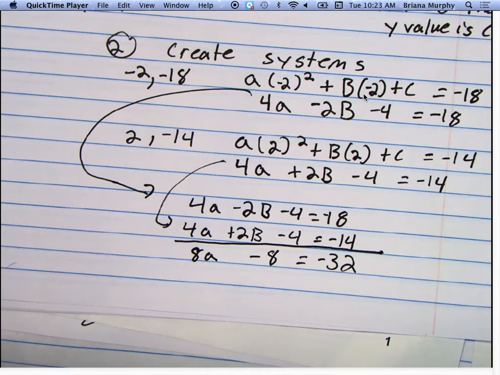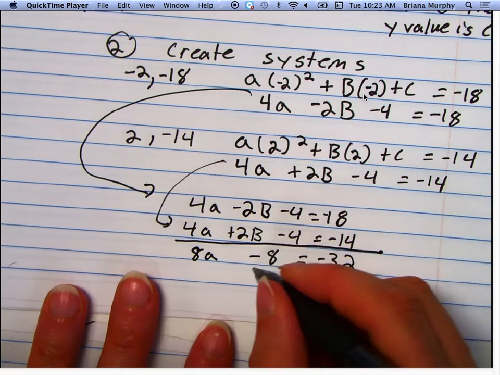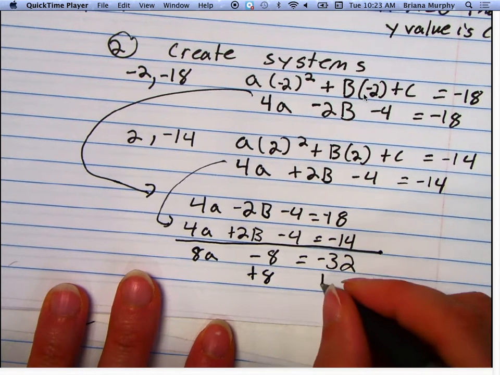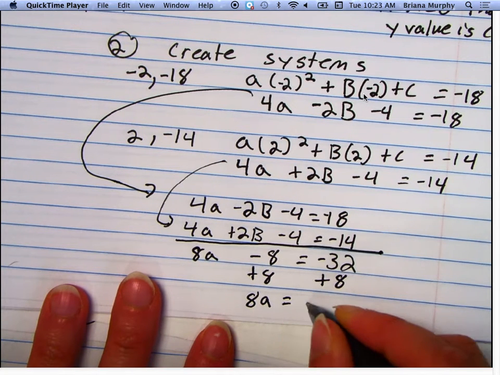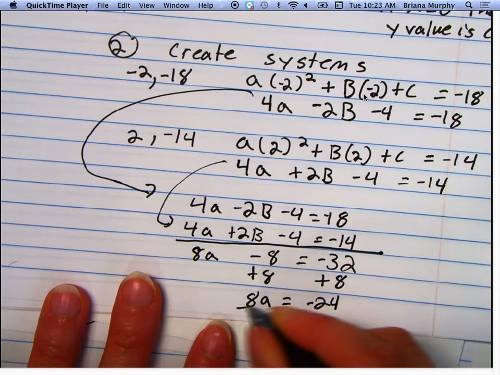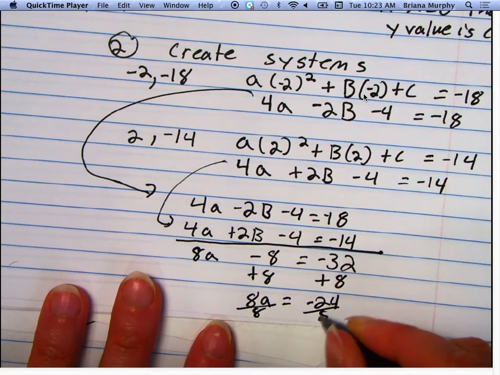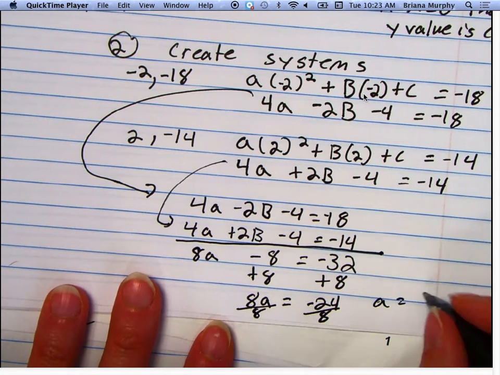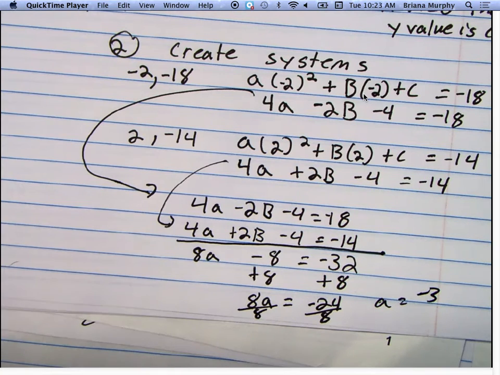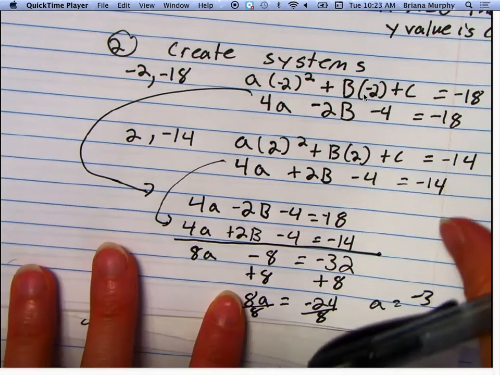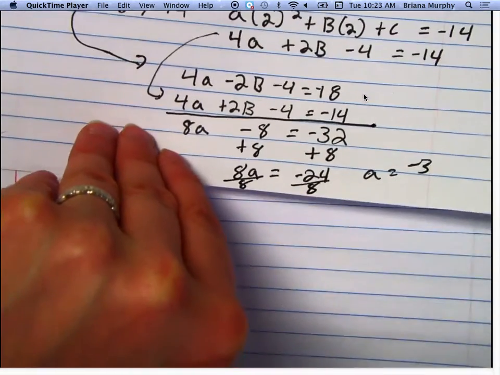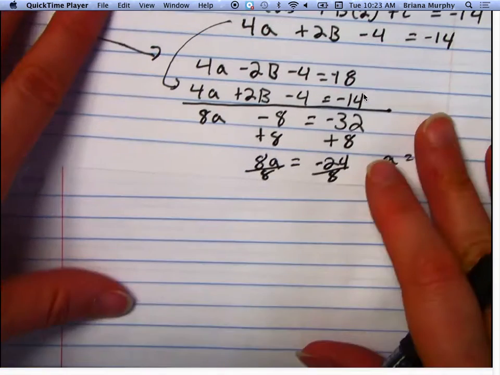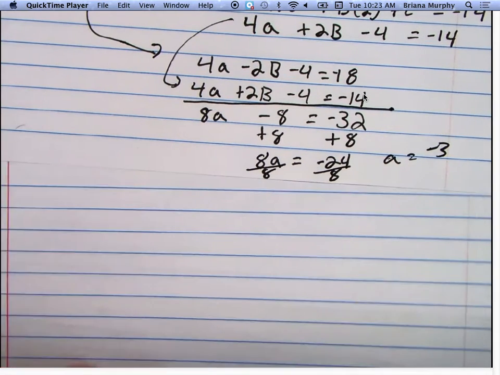I'm going to solve for a. I'm going to add the 8. I get 8a equals -24. Divide by 8. And I get a equals -3. But that's only a. Hold on, I'm just going to move it up. Is that good? So I've just got A.